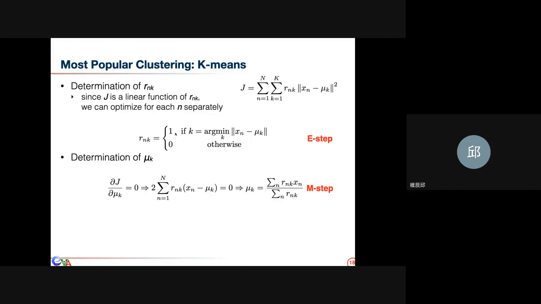So that is why you iterate over at least two steps. One step is to keep the mu k fixed and optimize for r_nk. Another step is to keep r_nk fixed and optimize for the mu k. You do these two steps iteratively. These two steps follow the idea of the EM algorithm, and we know the main problem of the EM algorithm is that most of the time it can only give you the local minimum, the local solution, okay?